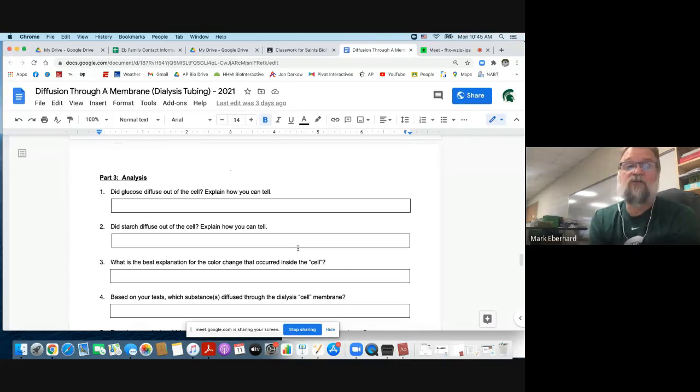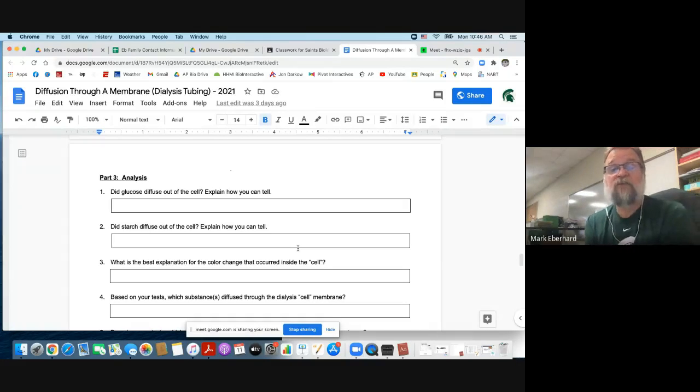Number 2, did starch diffuse out of the cell? I'll explain your answer. It did not. How do I know? The beaker's still yellow. If starch had left the tube, it would have reacted with the iodine, and the beaker should have a purple tinge to it. It does not. It's still yellow. That shows me no starch is in the beaker.